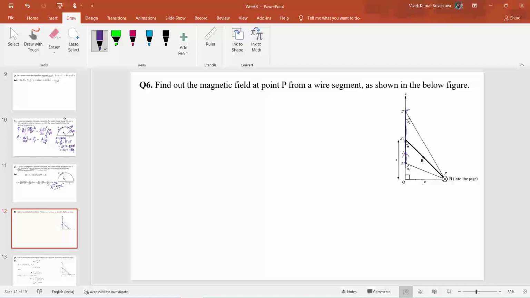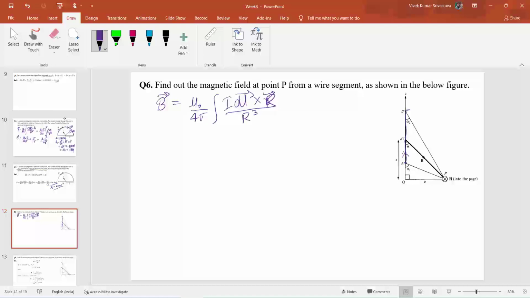So what we will do here, we have to take the Biot-Savart law for determining the magnetic flux density, which is defined as B is equal to μ0 over 4π integral I dl cross vector r over, or say capital R cube.